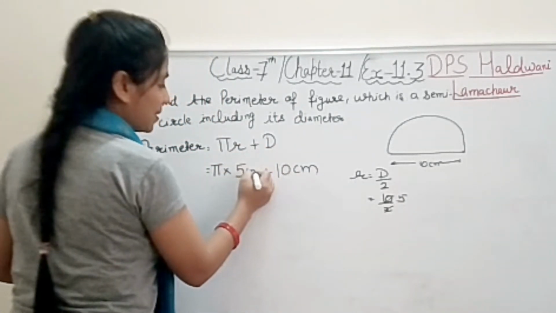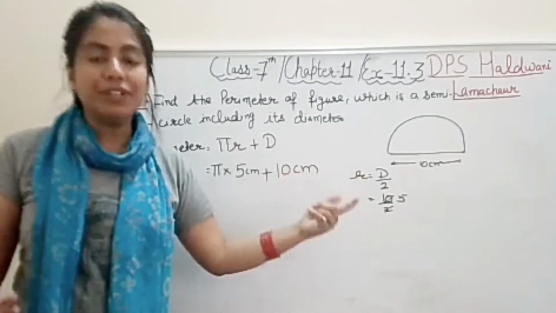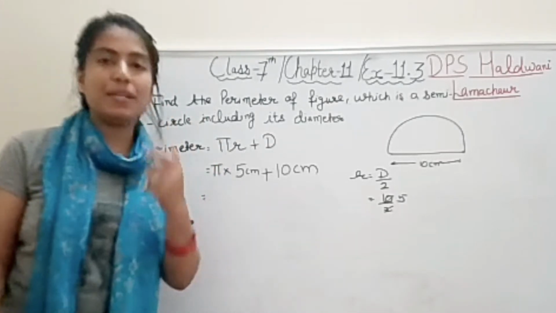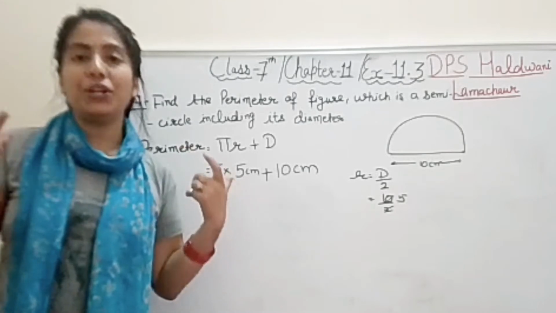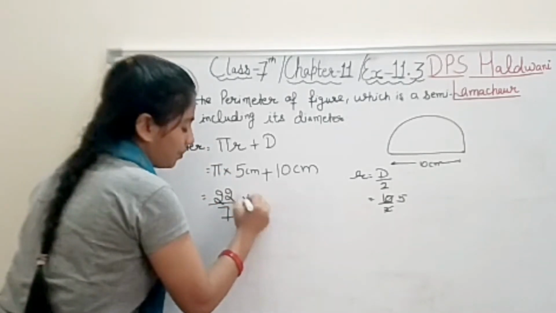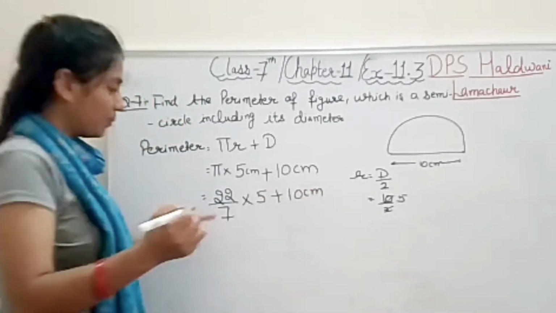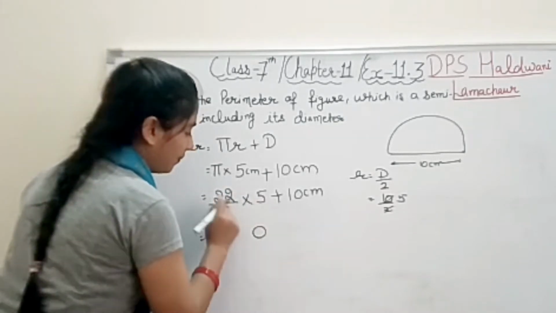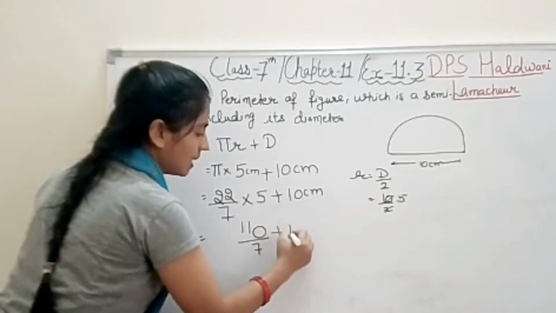Right student? So in this question, the pi value is not mentioned, it is not given to you. So you will choose any value on your own. Basically we usually take the value 22 upon 7. So pi value 22 by 7 into 5 plus 10 centimeter. Right student? Now it will not cancel. So 5 2s are 10, 5 2s are 10, and 1 1 is 11, so 110 by 7 plus 10 centimeter.